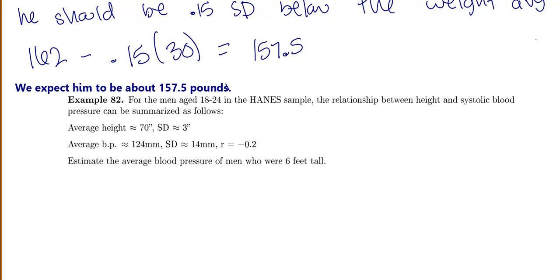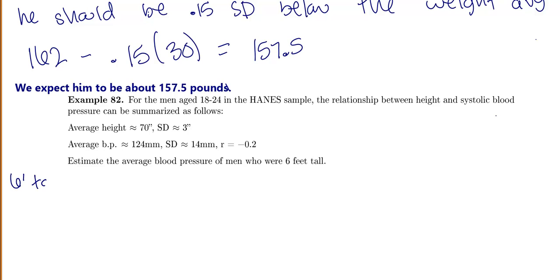Let's go on to our next example. This comes from the same data set, but now we're looking at the relationship between height and blood pressure. So we have our average height of 70 inches, standard deviation of 3 inches. Our blood pressure has an average of 124, standard deviation of 14, and the correlation is negative 0.2. Let's estimate the average blood pressure of the men who are 6 feet tall.